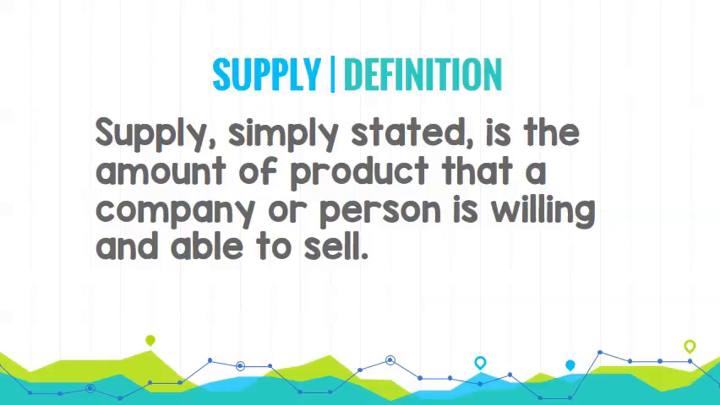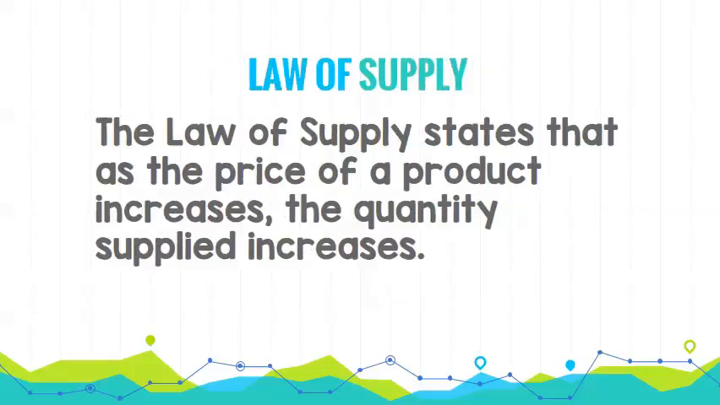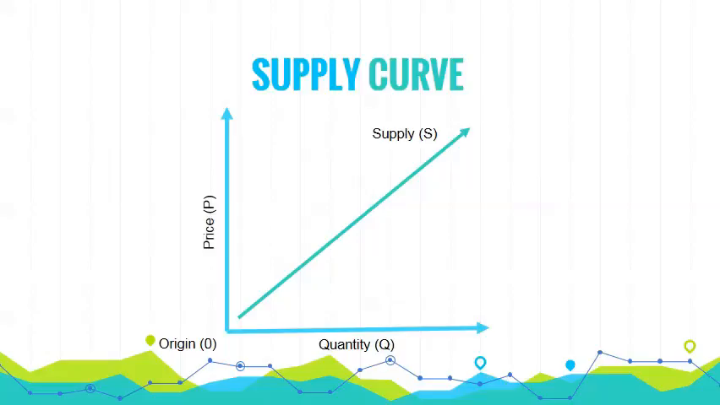Supply and demand, quick review here. Supply, simply stated, is the amount of product that a company or person is willing and able to sell. The law of supply states that as the price of a product increases, the quantity supplied also increases. That positive relationship: one goes up, one goes up. The supply curve looks pretty basic like that. It's going to point up and to the right.